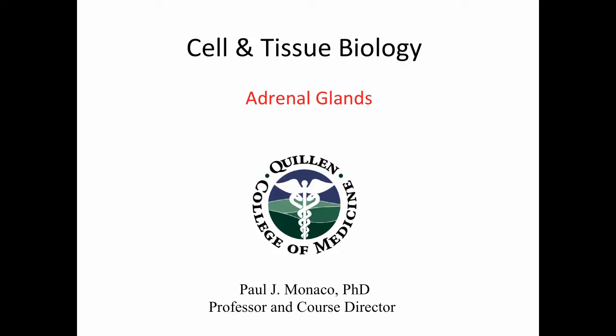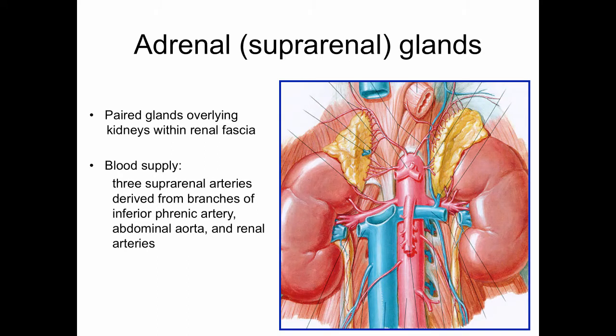Our final podcast in the endocrine series will be on the adrenal glands. The adrenal glands are also known as the suprarenal glands. That's because of their location in relation to the kidneys. These are paired glands, and as you know from gross anatomy, they overlay the kidneys within the fascia around the kidneys.